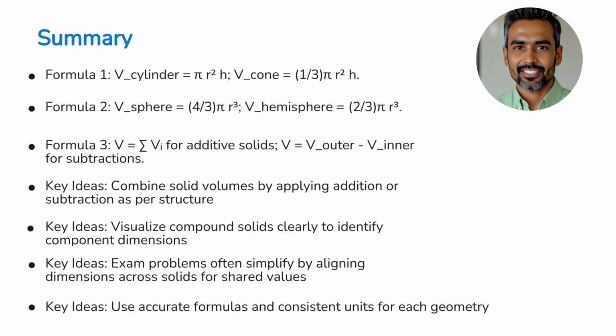For combinations, add volumes when solids join without overlap. Total volume equals sum of each volume. When one solid is removed inside another, subtract volumes. Net volume equals outer volume minus inner volume. Always use accurate formulas with consistent units. Visualize the combined solids carefully so you pick the right dimensions for each part.